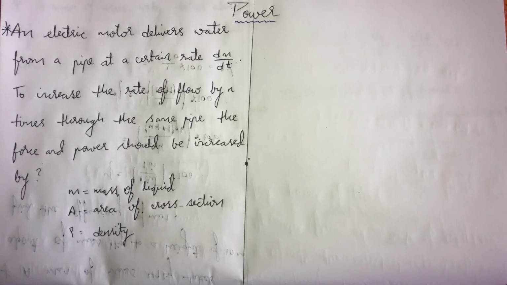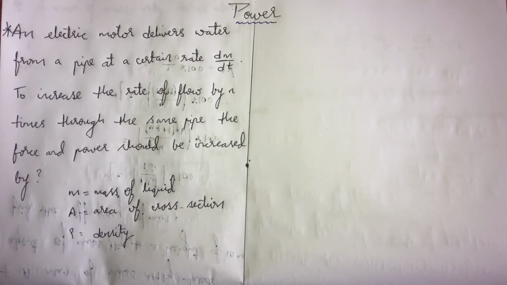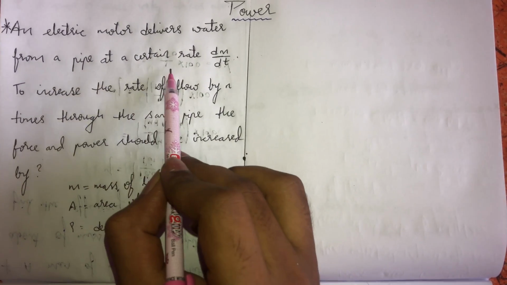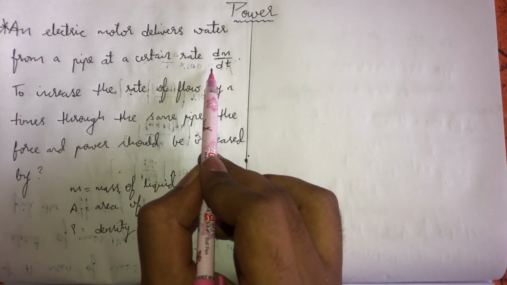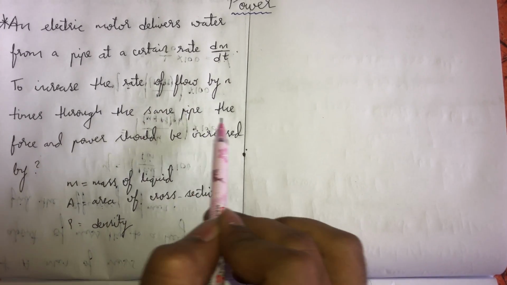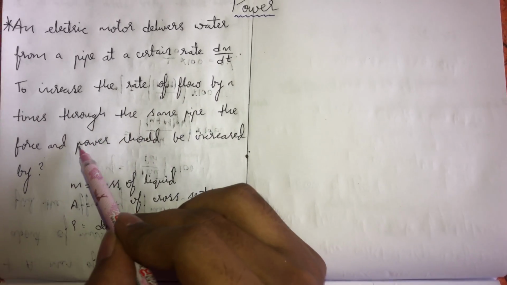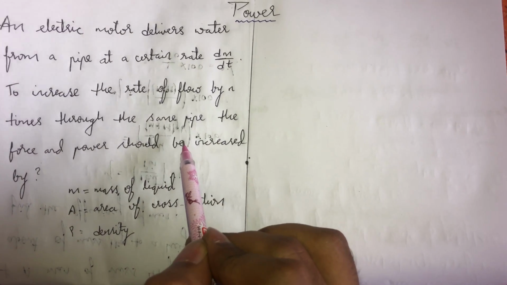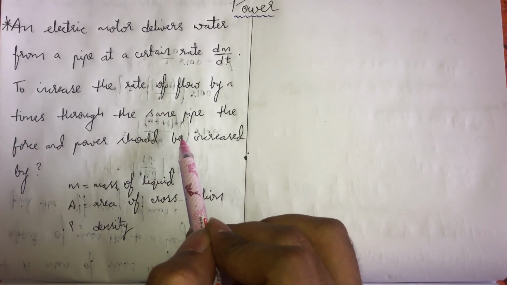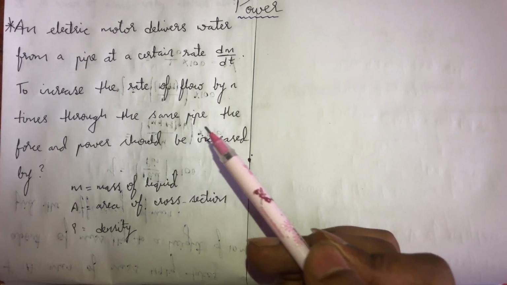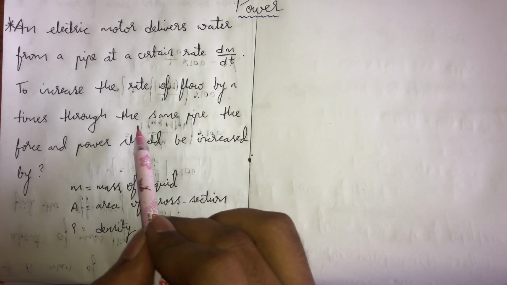Everyone, now let's see some more concepts related to power. Here, an electric motor delivers water from a pipe at a certain rate given as dm by dt. To increase the rate of flow by n times through the same pipe, the force and power should be increased by how much? So they asked what the force and power should be as the rate of flow of the pipe is increased by n times.